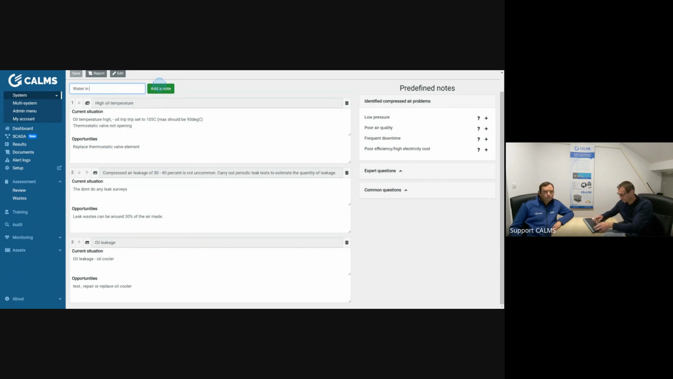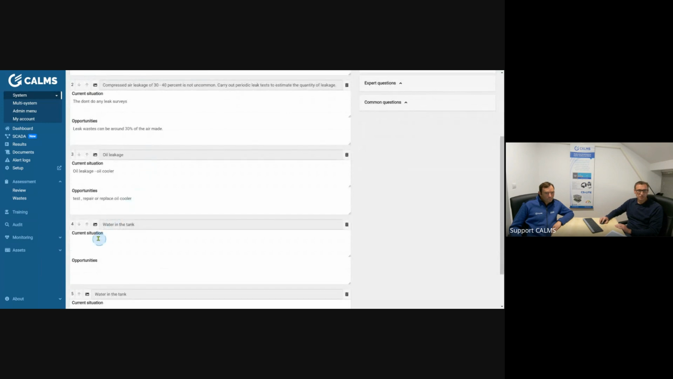Water in the tank. So the current situation is that the main receiver you have is how much? I think it's 4 cubic meters. 4 cubic meters, 4,000 liters. And what we measured when we drained the water out of this, or you were there.